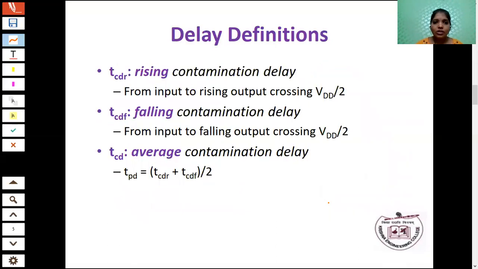Okay, so next one is the rising contamination time. The rising contamination time is from input to rising output crossing VDD by 2. VDD by 2 means 50% crossing. Falling contamination time is from the input to falling output crossing VDD by 2. So the average means we have to take the average between rising contamination time and falling contamination time.